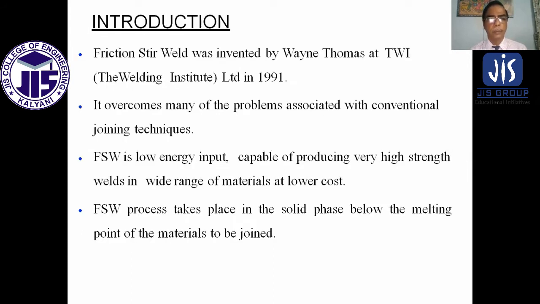Introduction. Friction stir welding was invented by Wayne Thomas at TWI, The Welding Institute, a British institute, in 1991. It overcomes many of the problems associated with conventional joining techniques. Friction stir welding has low energy input and is capable of producing high strength welds in a wide range of materials at lower cost. The process takes place in the solid phase, below the melting points of the materials to be joined.